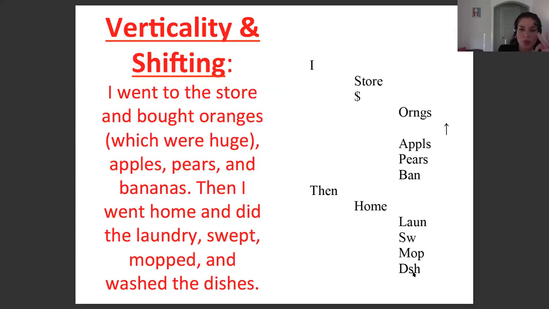Notice, for example, that "went to the", those three words were not written down anywhere. It just says I and store, and you should be able to fill in those gaps. Notice also that a lot of words are abbreviated. A lot of words, for example, dishes, mop, swept, laundry. Trust your brain that if you write the first few letters and maybe some consonants, you can eliminate the vowels and you will be able to have the full picture in your head. So basically, the technique of verticality and shifting is there to help you know how the message is weaved together.